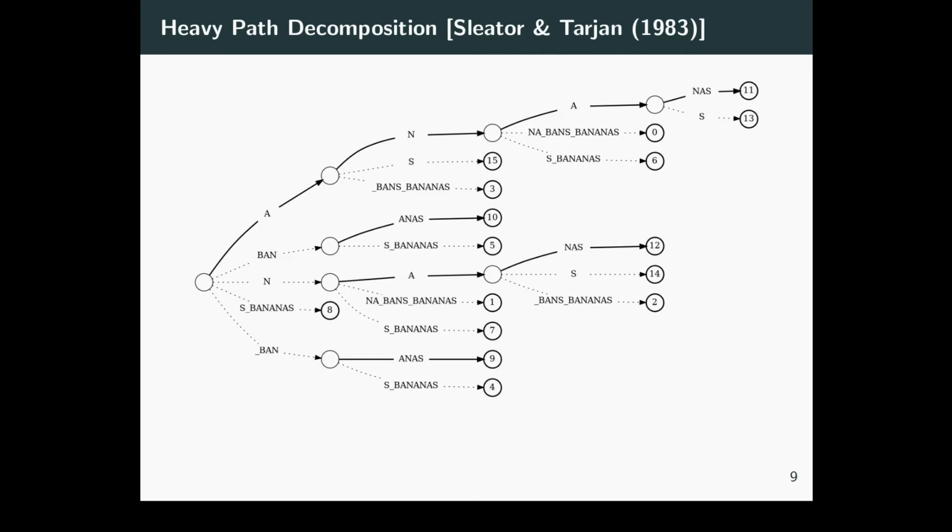This is how it looks for a suffix tree example from before. And as I said, we end up with a set of heavy edges and a set of light edges. And the important property that we're going to use here is that any root to leaf path in the suffix tree now is going to intersect at most O of log n heavy paths.